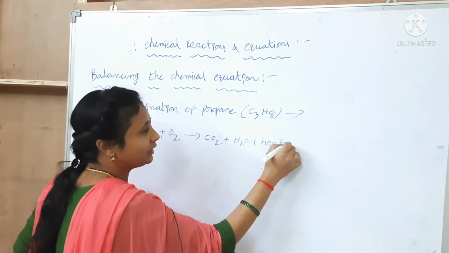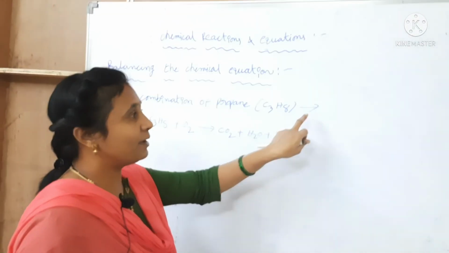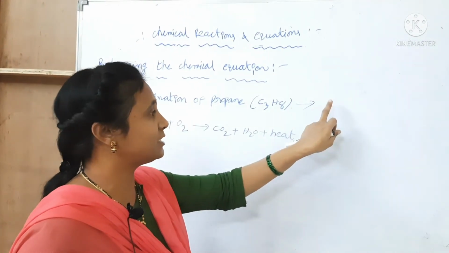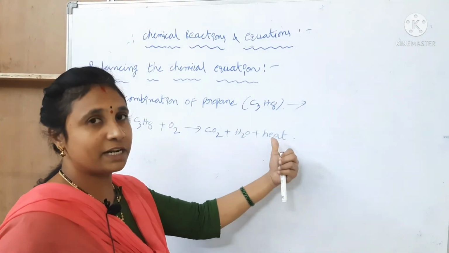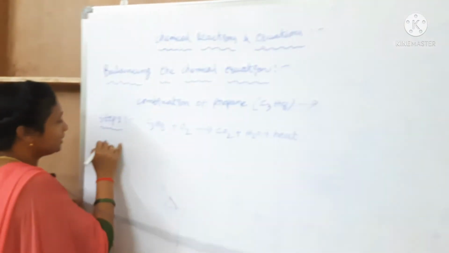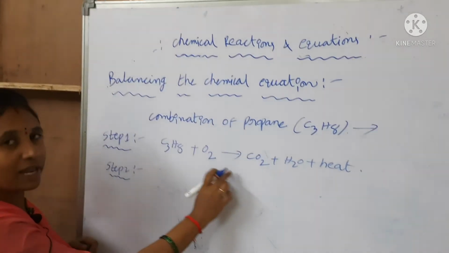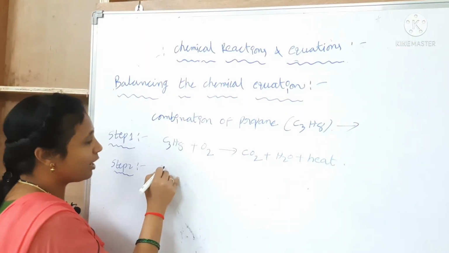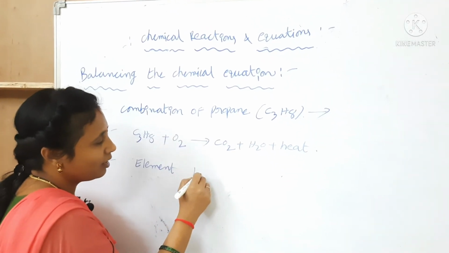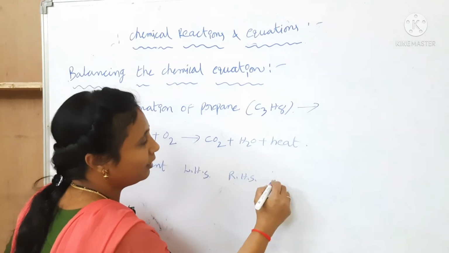Why will it generate heat? This is the heat generation. It is the nature. What is the nature of this propane? It is nothing but the burning nature. For this reason, it will generate heat. Next, this is step 1. In step 2, you have to check whether the given equation is balanced or not. For this, you have to make a table with columns: element, LHS, RHS, result.